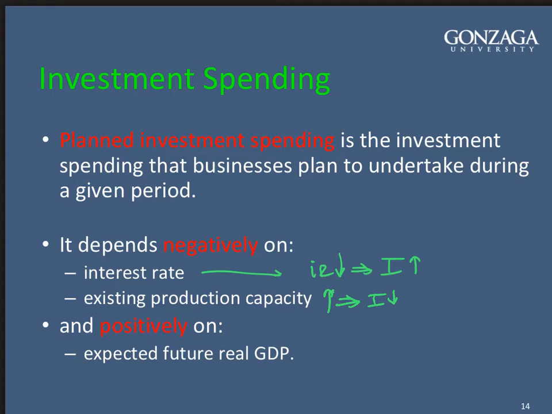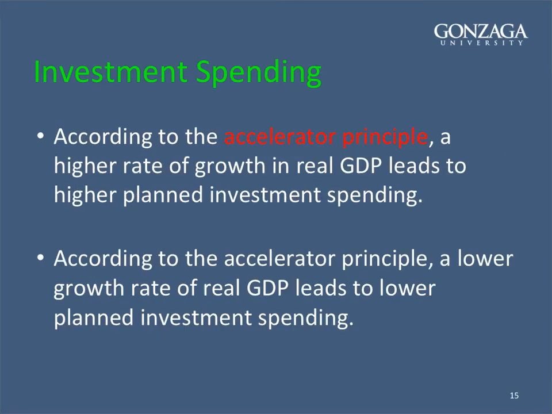If we think future income is going to go up, we want to take advantage of that today and build our capacity so we can increase production and meet the demand of that future spending. So that would cause investment to go up today. So just a definition here, an accelerator principle. The idea here is that investment is increasing with real GDP. If we think we're going to have a higher rate of growth of GDP, we know that's going to lead to higher planned investment spending.